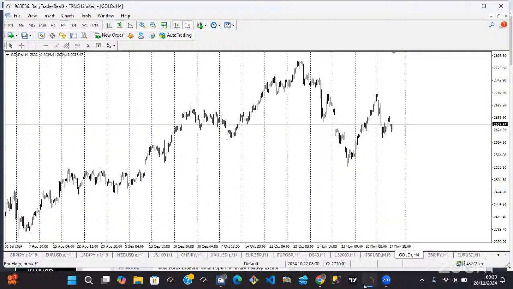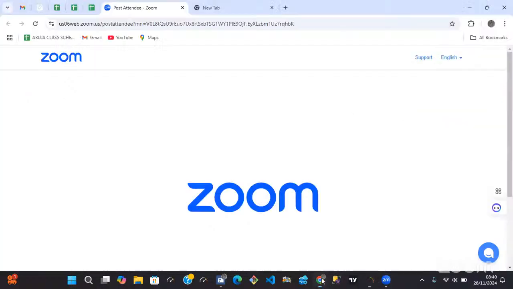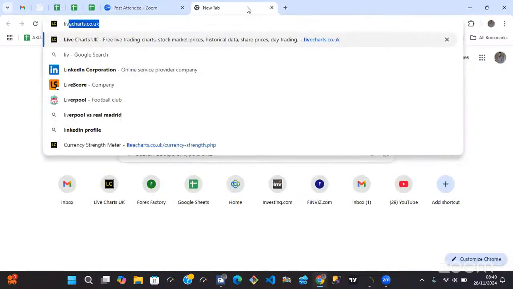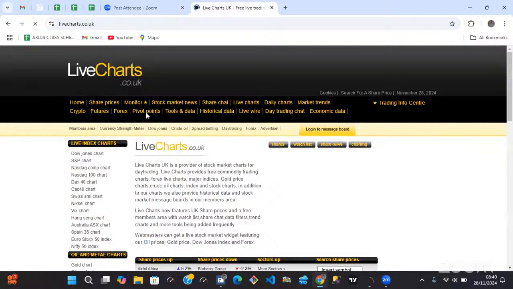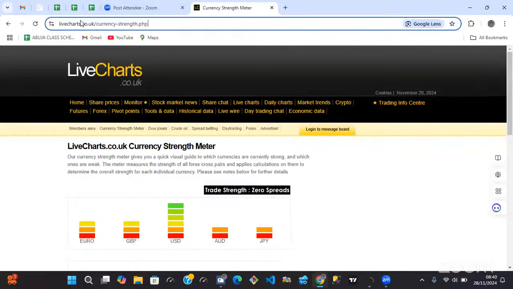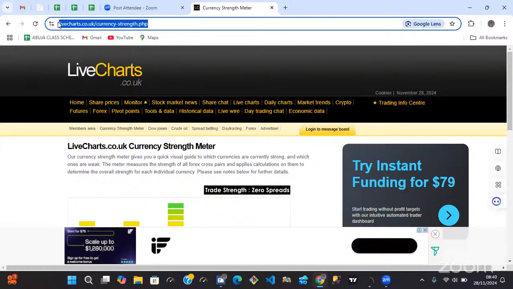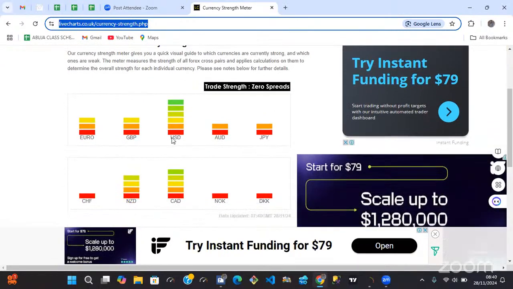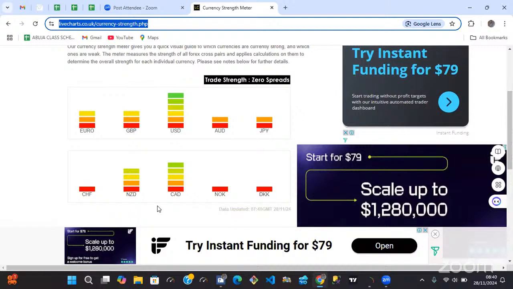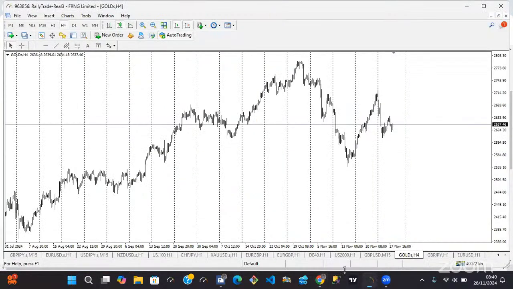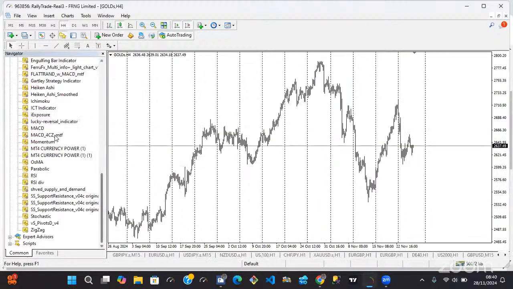But if you don't have the currency strength meter, you can always use livechart.co.uk. Did I send you the link yesterday? Let me send you the link. So you can see that USD is very strong and the JPY is weak. Among all the currencies, USD is strongest, followed by Canadian dollar, New Zealand dollar. But the weakest are CHF, AUD, JPY.